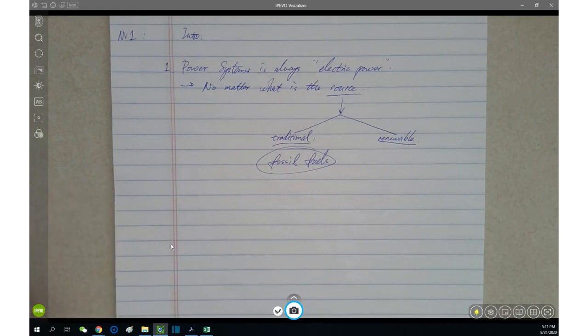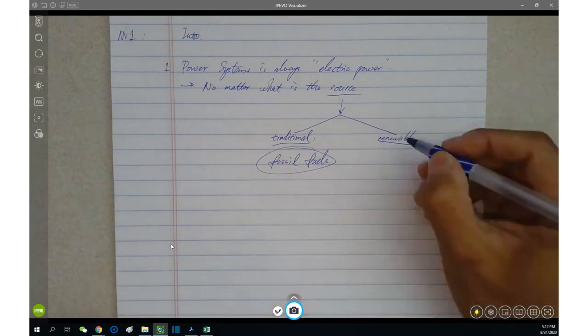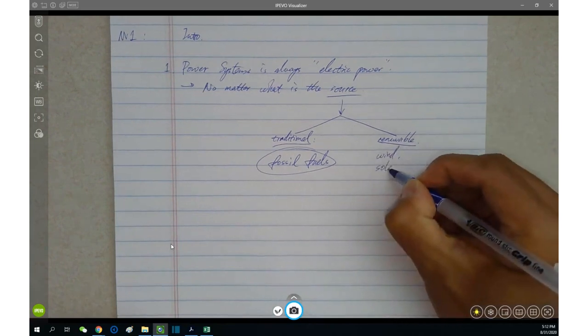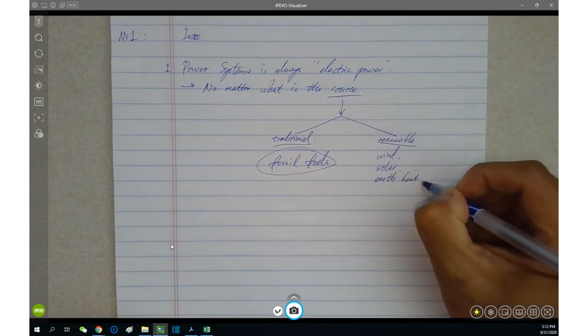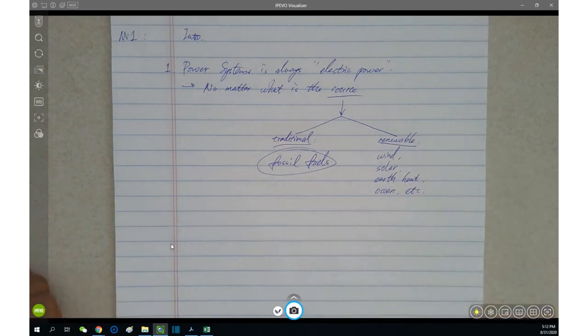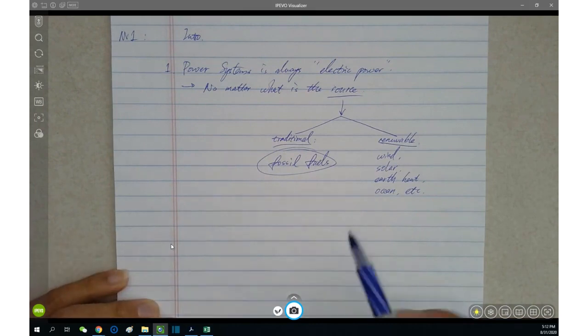Maybe in decades, maybe in 100 years, but they'll be out. Renewable ones, not quite. A typical renewable energy source is wind, solar, earth heat, ocean, et cetera. We don't have to list all of them. So again, the difference between the two is the source.